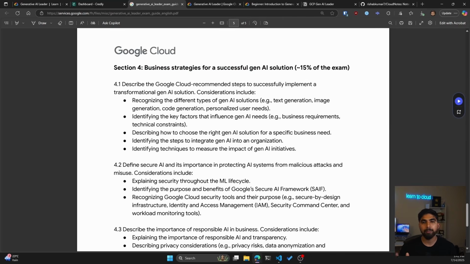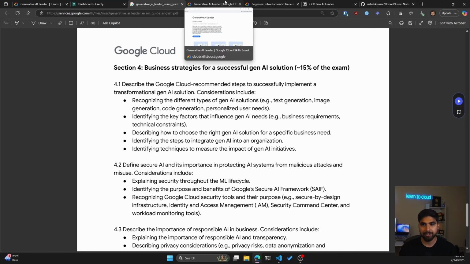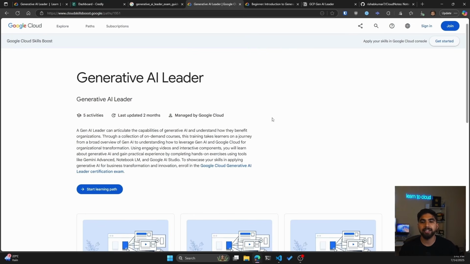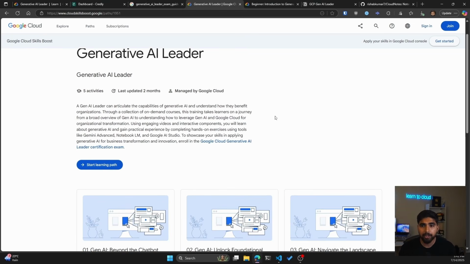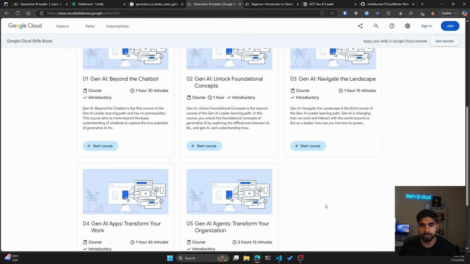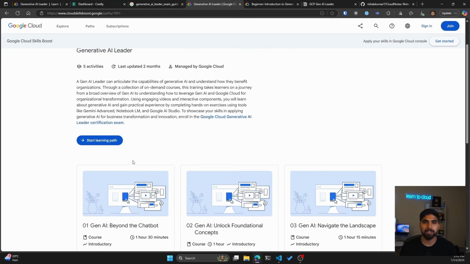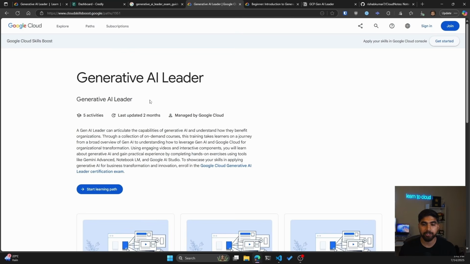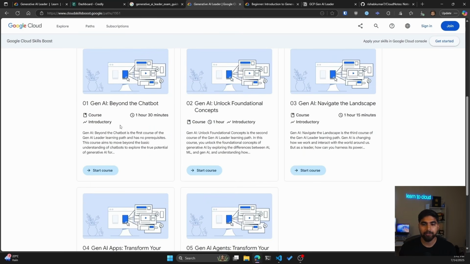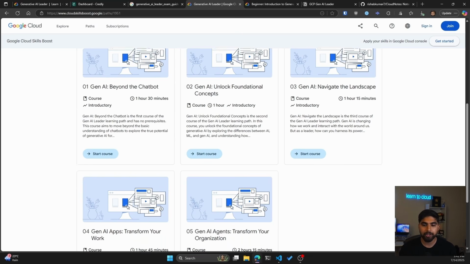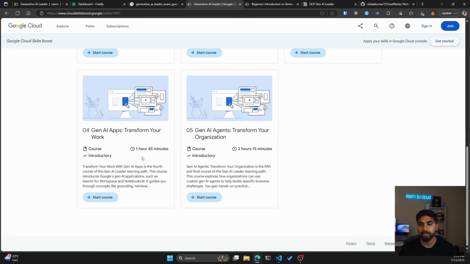Now, I completely relied on 2 resources, and that is the Cloud Skills Boost paths. So the first one being the Gen AI Leader path. So here you can see there are 5 courses that you'll take. This path is specifically aligned with the certification itself. So you have Gen AI Beyond the Chatbot, Gen AI Unlock the Foundational Concepts, Navigating the Landscape of Gen AI, Transforming Your Work with Gen AI, and then Transform Your Organization.